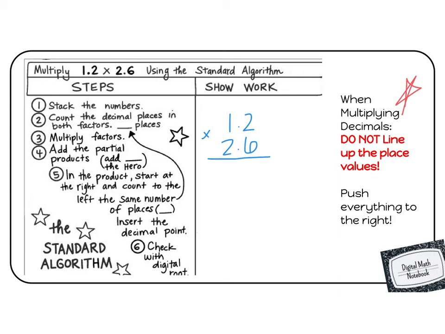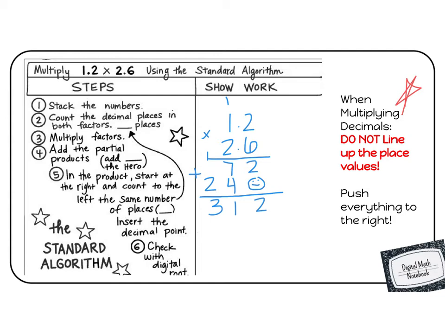So 2 times 6 is 12. 6 times 1 is 6, plus 1 is 7. Then we're going to start with a magic 0. 2 times 2 is 4, and 2 times 1 is 2. Then we're going to add these numbers just like normal. 2 plus 0 is 2. 4 plus 7 is 11, and 2 plus 1 is 3.